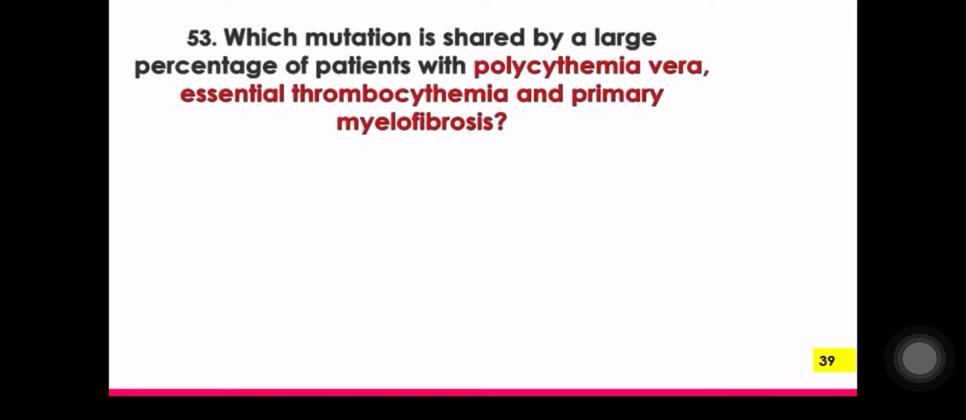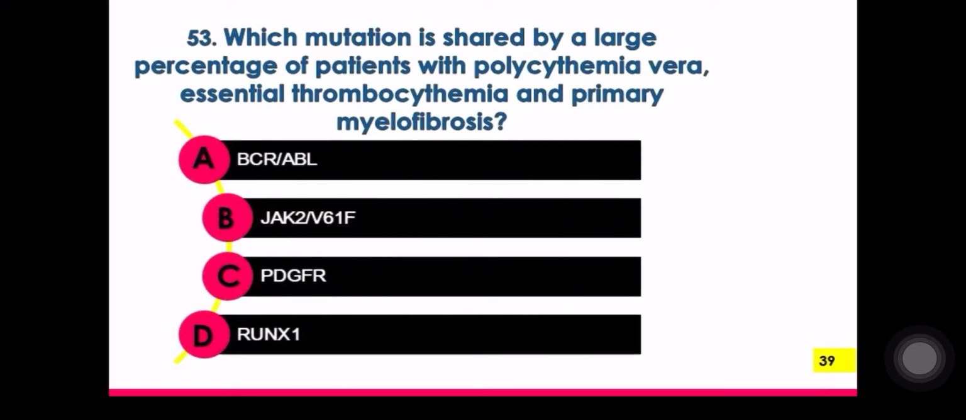Next, for number 53, which mutation is shared by a large percentage of patients with polycythemia vera, essential thrombocythemia, and primary myelofibrosis? Choices: is it letter A, mutation in the BCR-ABL gene? Letter B, JAK2 V617F? Letter C, PDGFR, or letter D, RUNX1 gene mutation?